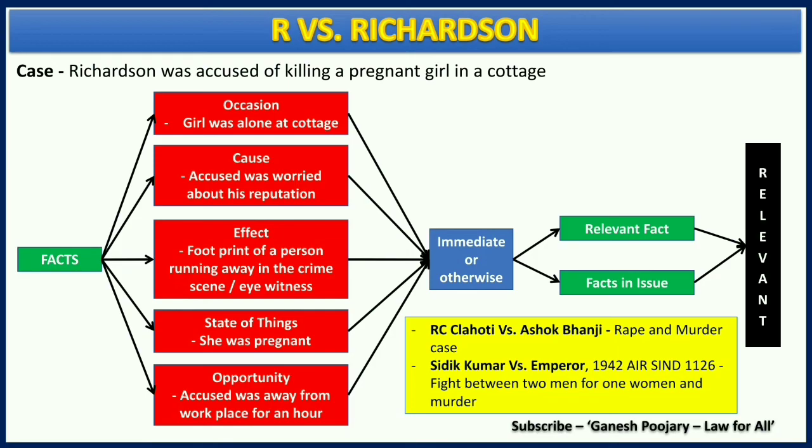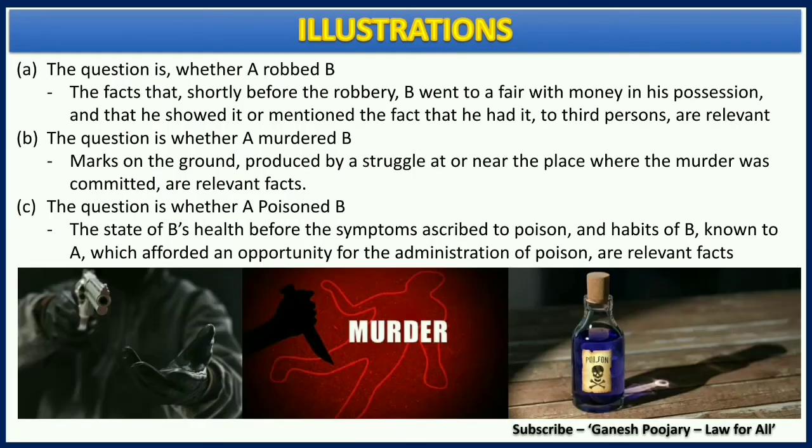Likewise, the other case law, Siddhi Kumar versus Emperor, there was a fight between two men frequently for one woman, and that fight ended up in the murder of one man by the other. Now there was sufficient evidence under section 7 for this case law also, and that is one another case law that you can refer. The last part of the discussion, I am discussing 3 important illustrations which are given under the Act. One on robbery, the second one on murder, third one on poisoning.